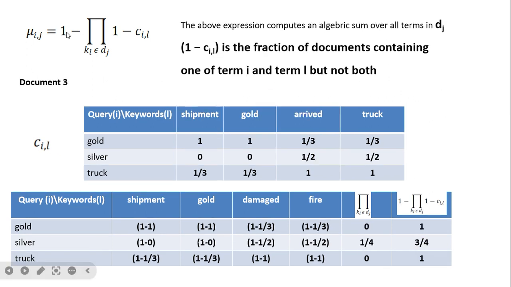Similarly, we can go for document 3. So in document 3, the shipment, gold, arrived, truck, and we are getting the answer 1, 3 by 4, 1. So we have to repeat the same things as document 1 and 2. So only two formulas are used in the fuzzy. The first is to find the term to term correlation matrix, and second is to calculate the membership value. Now in this way we are completing these things.